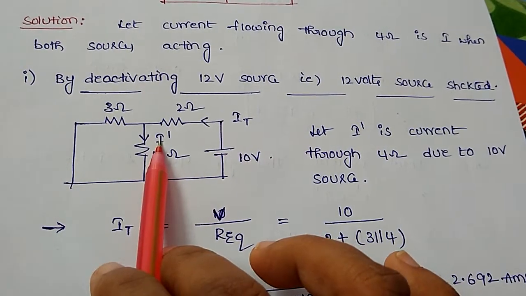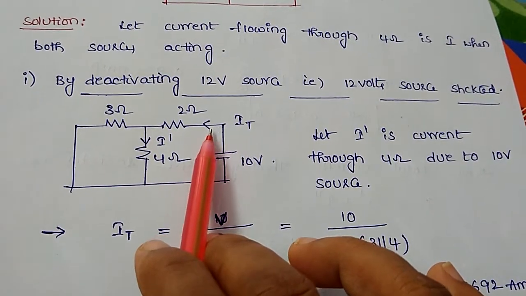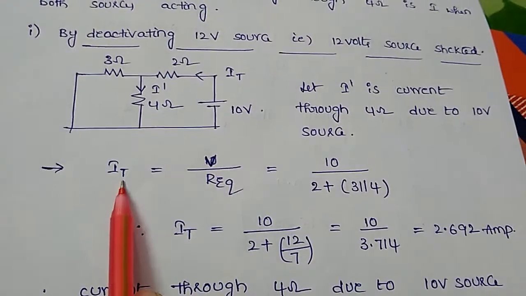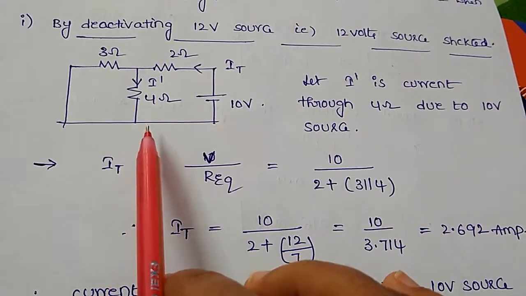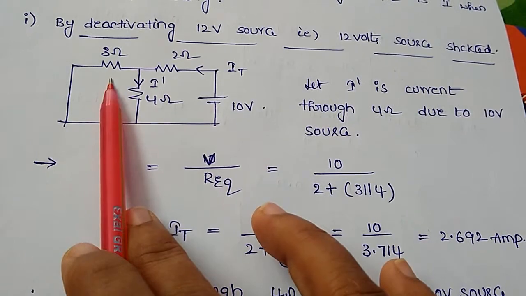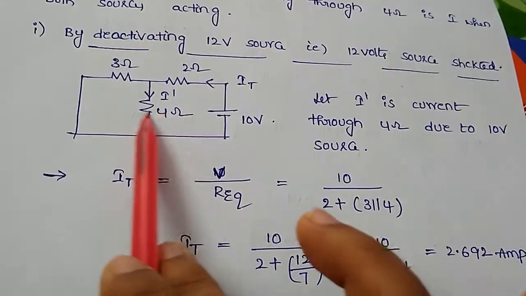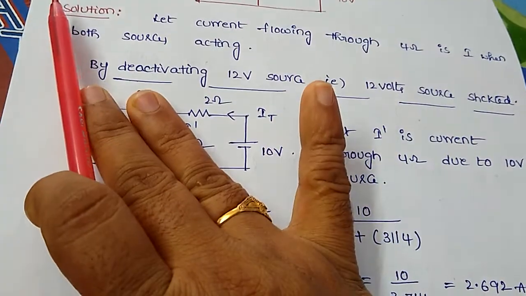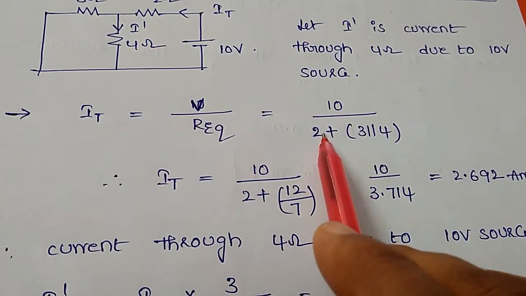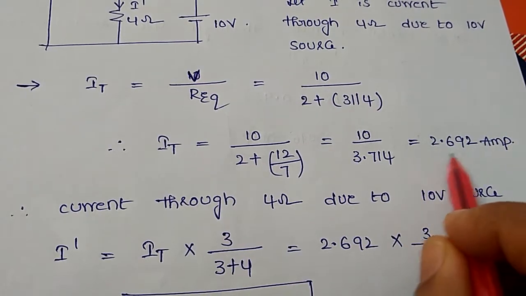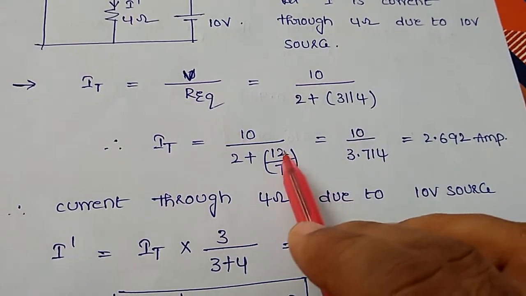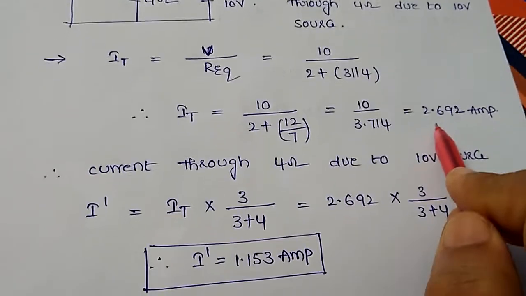Before calculating I dash, I want to calculate the total current. Total current IT is total voltage divided by equivalent resistance, so IT is equal to V by R equivalent. V is 10 volts, divided by R equivalent, where 3 and 4 are in parallel, and this combination is in series with 2 ohms. The parallel combination of 3 and 4 is 3 into 4 by 3 plus 4, so 12 by 7. Finally the total current is 10 by 3.714, which is 2.692 amperes.